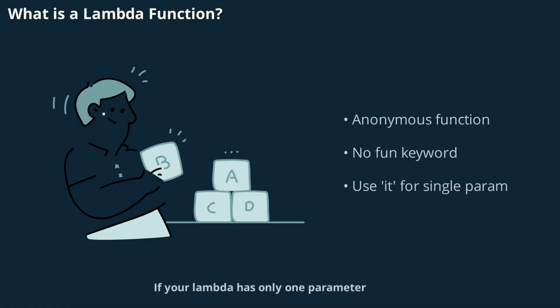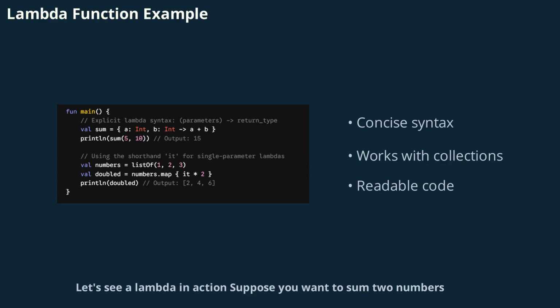If your lambda has only one parameter, you can use the implicit name it for simplicity. See a lambda in action. Suppose you want to sum two numbers. You can write val sum = { a: Int, b: Int -> a + b }. This lambda takes two integers and returns their sum.